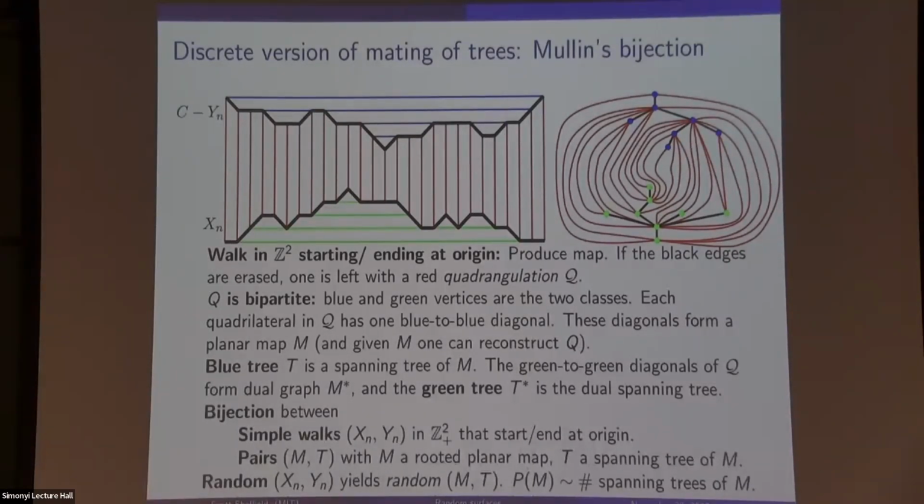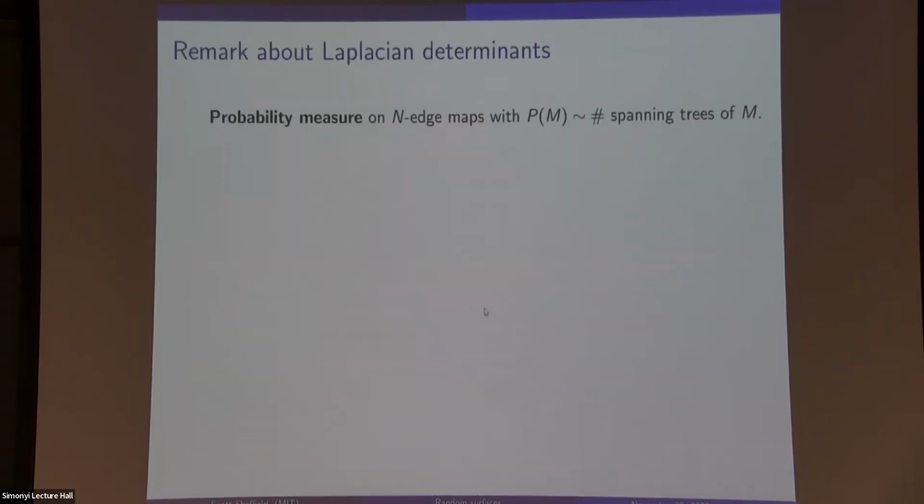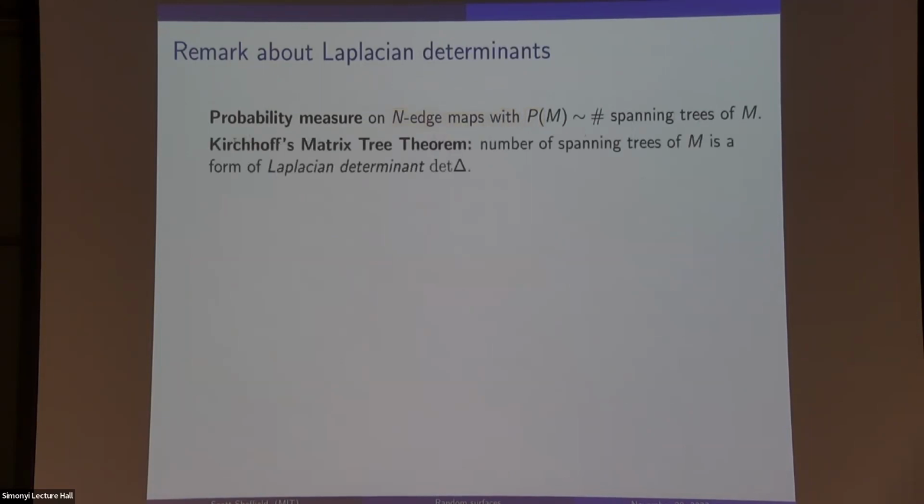And if you think about what's happening here, I'm not just choosing a random planar map, I'm choosing a planar map with a tree on it. So the probability of a given map in this model is going to be proportional to the number of spanning trees that map has. So this is a probability measure on n-edge maps, where the probability of a map is proportional to the number of spanning trees. Kirchhoff's matrix tree theorem says the number of spanning trees of M is the determinant of the Laplacian of M. Det star, yeah, technically right, because you want to ignore the zero node, the constant functions.